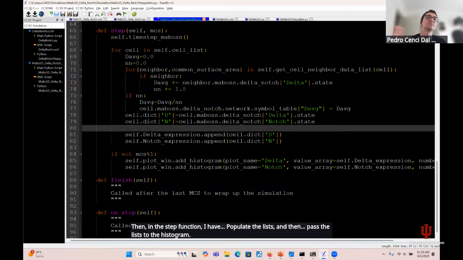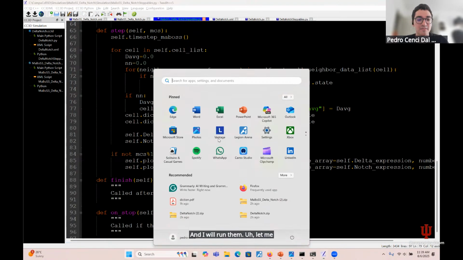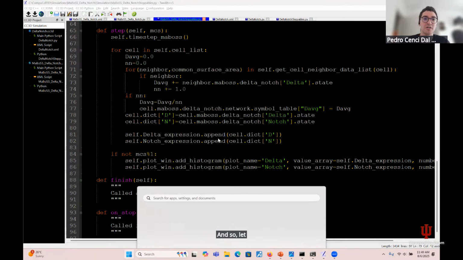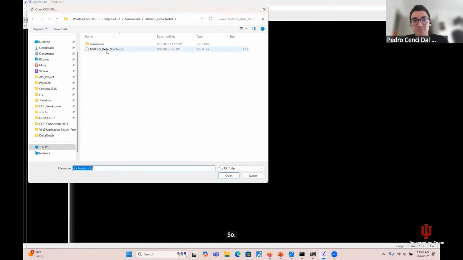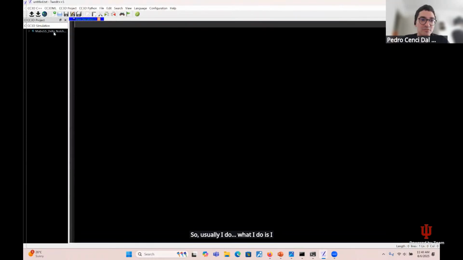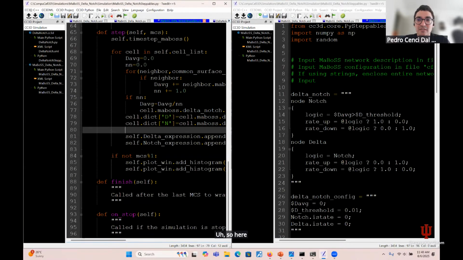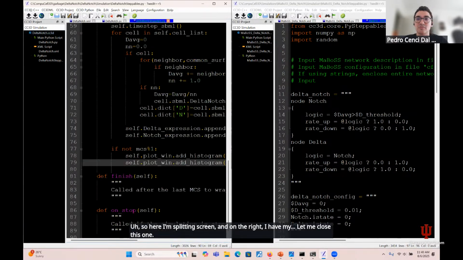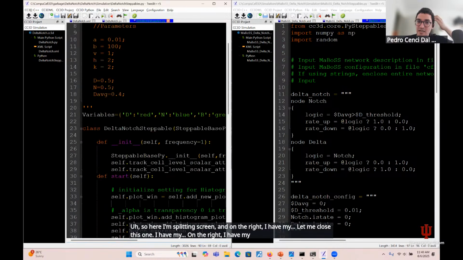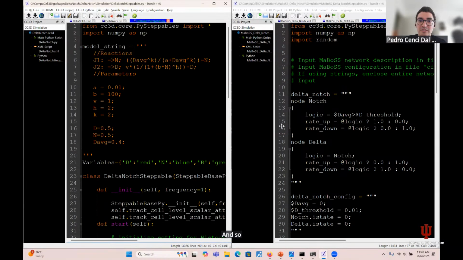And I will run them. Let me run them side by side. So let me show you how to run something side by side. Usually what I do is I just open two editors. So here I'm splitting the screen, and on the right I have my MaBoSS, and on the left I have my Tellurium. And so let me open this in the player.